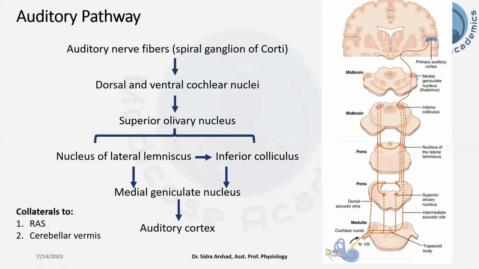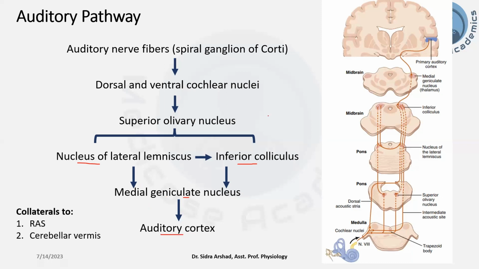Two pathways are going to diverge from here. Some of these fibers are going to travel as lateral lemnisci all the way to the nucleus of the lateral lemniscus, while most of the fibers are going to synapse in the inferior colliculi. The fibers which had moved to the nucleus of lateral lemnisci, most of them will move to the inferior colliculi, where they will synapse, while some of them will synapse with the medial geniculate nuclei. All of the fibers which had synapsed in the inferior colliculi are then going to synapse in the medial geniculate nucleus. This medial geniculate nucleus is the nucleus of thalamus. This is the relay station, and from here, the fibers will be moving all the way to the auditory cortex.